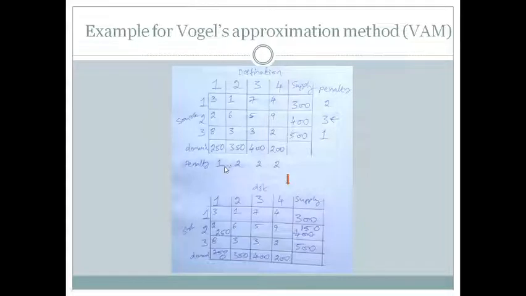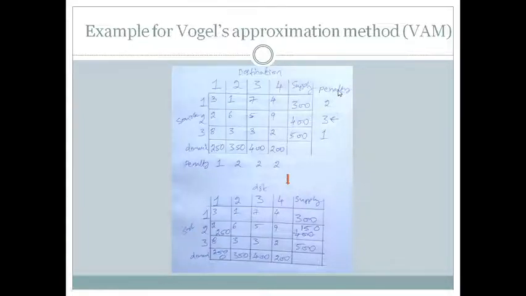And the same procedure applies for the column penalties. Find the first minimum and second minimum. The first minimum is 2, the second minimum is 3, and the penalty is 1. The first minimum is 1, the second minimum is 3, and the penalty is 2. The first minimum is 3, the second minimum is 5, and the penalty is 2. The first minimum is 2, the second minimum is 4, and the penalty is 2. So these are the column penalties, and these are the row penalties.